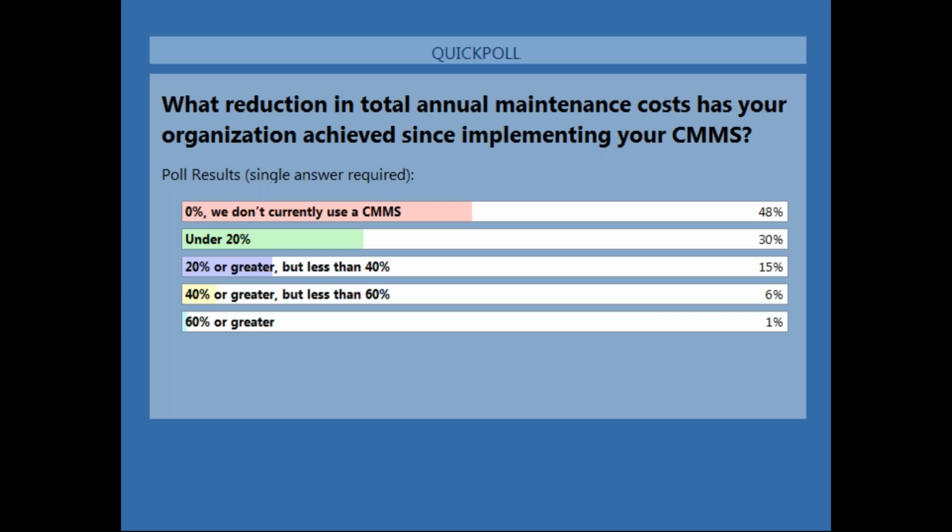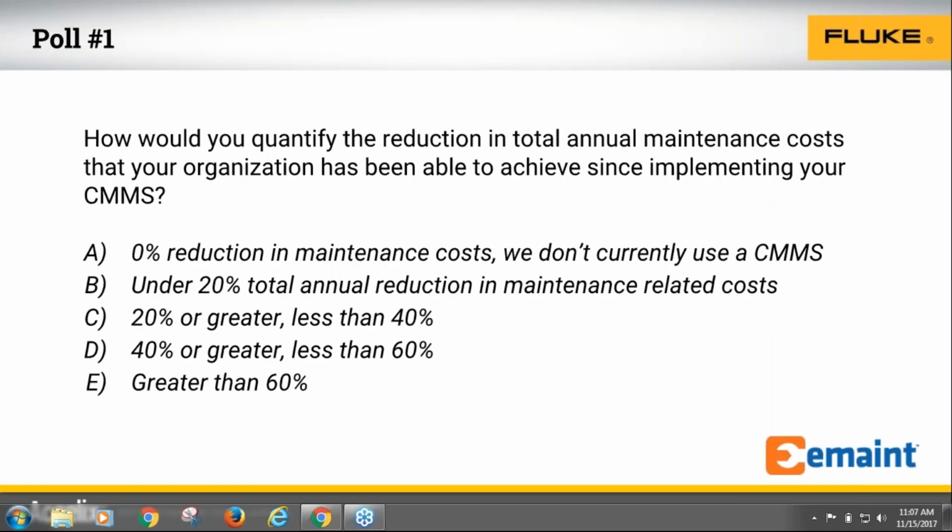My apologies. But I did close the poll now and share it, and it looks like, Scott, almost half of the people, half of our audience, don't currently use the CMMS. So they're here to learn what's possible. Under 20%, that's 30% of our audience. 15% are saying that they've achieved between 20 and 40%, which is quite exceptional. 6% say they've achieved between 40 and 60, and 1% of the audience has achieved greater than 60%. Okay, so yep, a variety there to be expected.